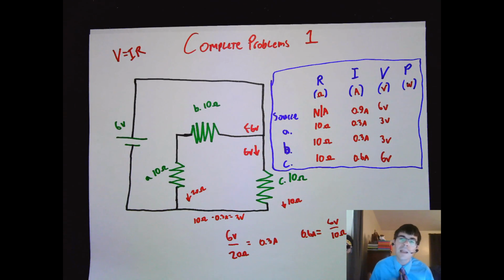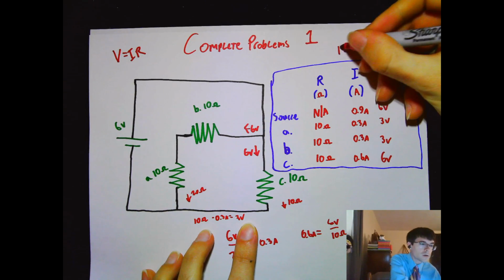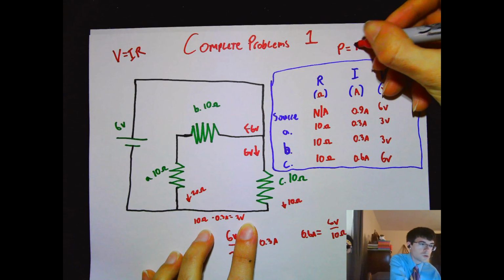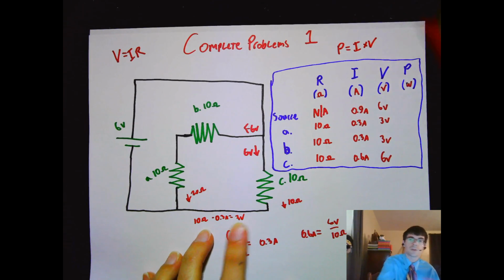Okay? Now the last one is power. This one's pretty easy as well. It just involves a different equation. The equation that's used for power, and again, this is in the notes, and we've talked about this in a couple of the videos, is that power is equal to current multiplied by voltage.